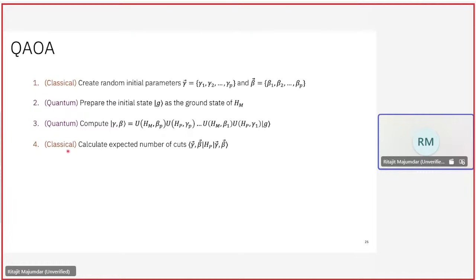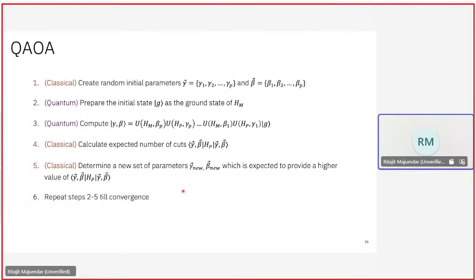And that is classical. Once we get the outcome, there is no quantumness here. We can just classically calculate the expectation value. And again, we use some classical algorithms to find new parameters, gamma and beta, and we repeat steps 2 to 5, and we hope that we will get better and better solutions. So this is QAOA in a nutshell.